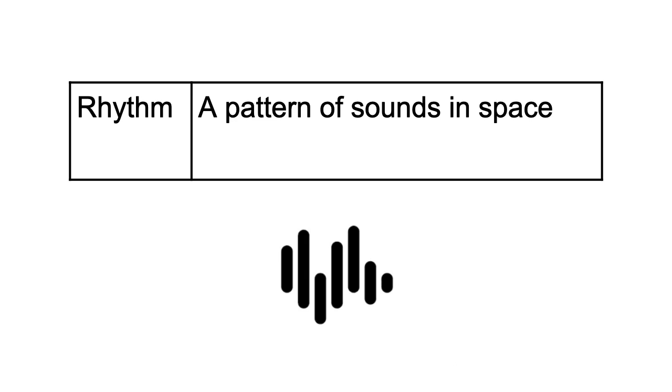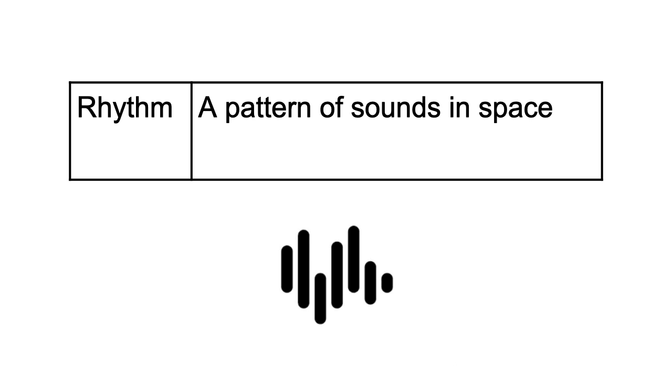So rhythm. Rhythm is actually quite hard to explain because it's kind of so simple. So a pattern of sounds in space, that sounds quite abstract, doesn't it? So anything you make a noise with is a rhythm. So if you go, that's a rhythm. This melody has a rhythm. The rhythm is dun, dun, dun, dun, dun, dun, dun.